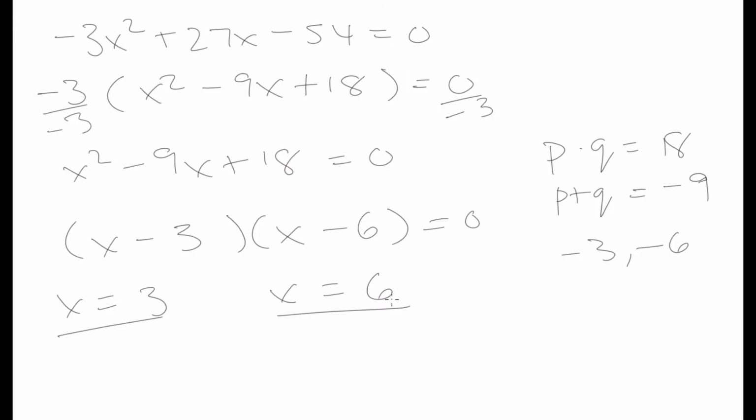And again, you can plug these two numbers back into this original equation and see that you actually do get 0. So if you want, you can pause this video and plug in 3 for x and see if you get 0, and then plug in 6 for x and see if you get 0, and you'll find that in both cases you are going to get 0, so you know that you've done this correctly. Let's go over another few examples.